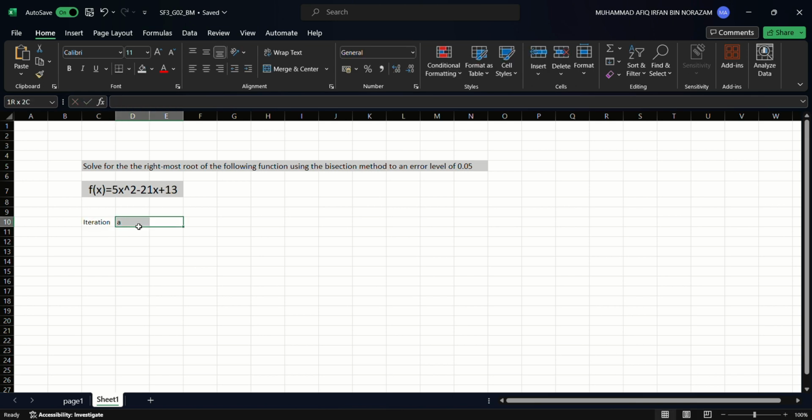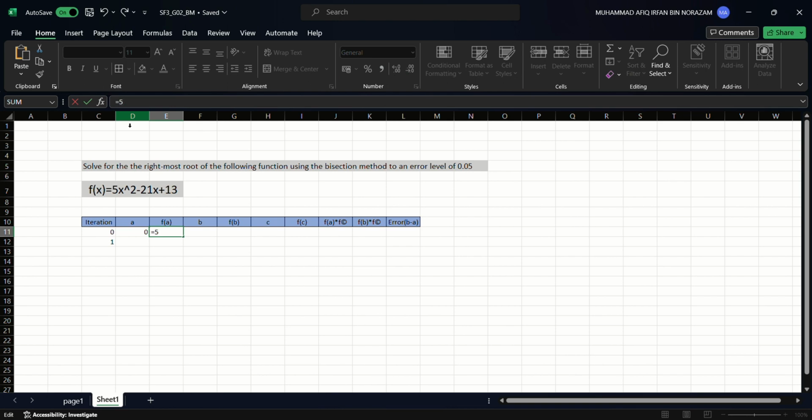We need to make a table for the iteration: A, F(A), B, F(B), C, F(C). So just follow this step and try to insert a value. For this we just use the quadratic equation and try to make a coding for these values. You can follow my steps. For B also, it is the same, we just insert the value of the quadratic equation.